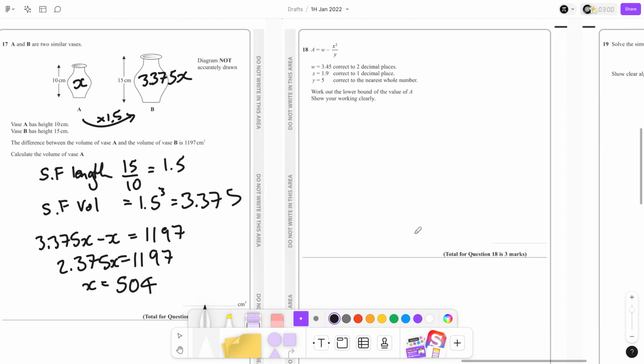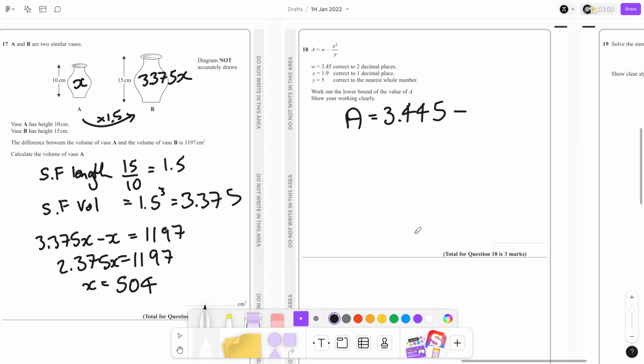Okay, number 18. Well done if you are still with us. Okay, A equals, we've got to make this a lower bound, so I want a smaller value here for W, 3.445. It's 2 decimal place, that's the smallest it could be. Any smaller and it would round down to the 3.44. And then we're taking away, so we want to take away something big if we want to make it as small as possible, if we want the lower bound.